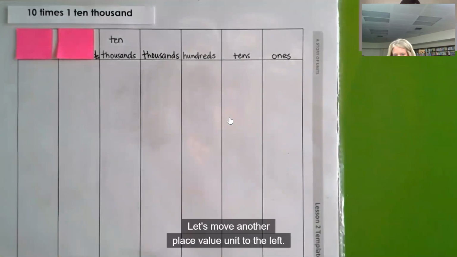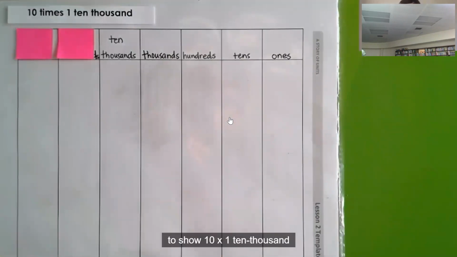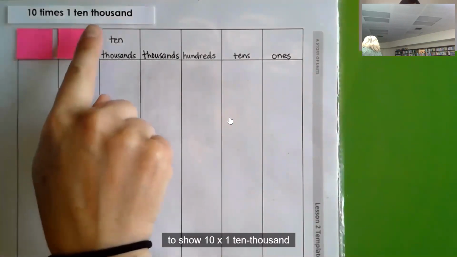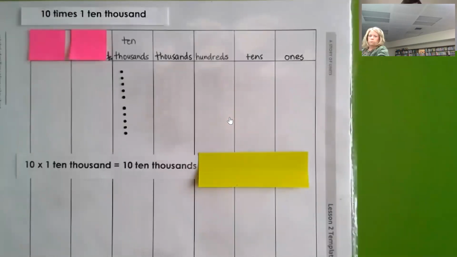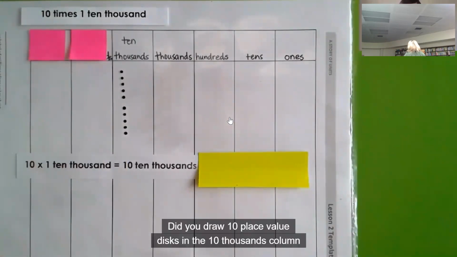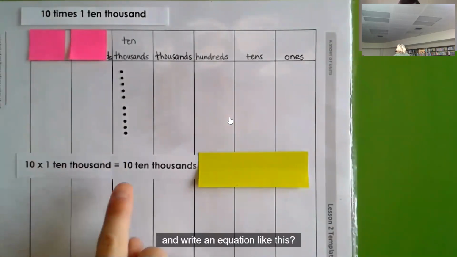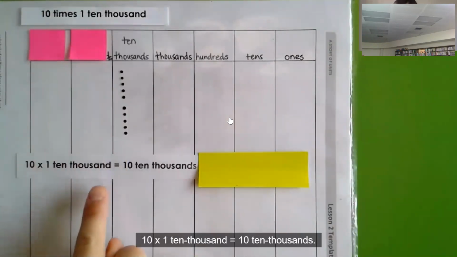Let's move another place value unit to the left. Pause the video and draw place value discs to show 10 times 1 10,000 and write a multiplication sentence to match. Did you draw 10 place value discs in the 10 thousands column and write an equation like this? 10 times 1 10,000 equals 10 10,000s.